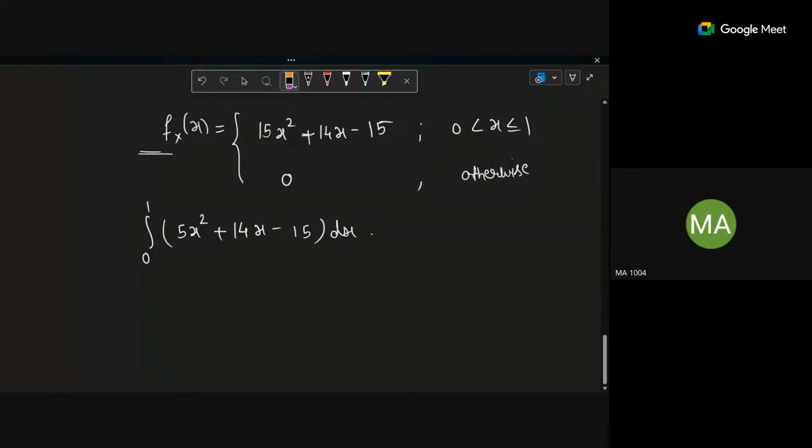Now check it. Can you just take the integration for this one? 15x square. Now it's 7. Showing 7. Okay.